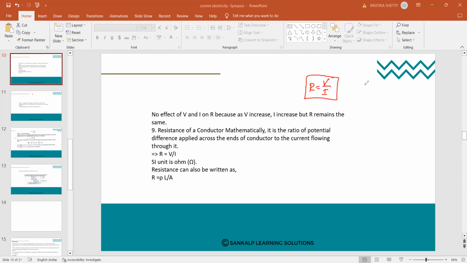Here, the reciprocal of this resistance is called, so R is equal to 1 upon C or C is equal to 1 upon R. This is called conductance. So what is conductance? The reciprocal of resistance is called the conductance. Same way, the reciprocal of resistivity is called conductivity. So conductance, conductivity. The reciprocal of resistance is conductance, the reciprocal of resistivity is conductivity.